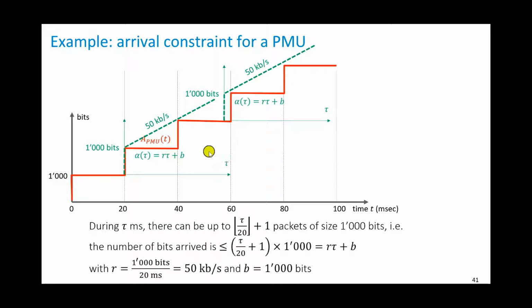So what we've seen here is that if a PMU sends one packet every 20 milliseconds, for example here, that means exactly that over any sliding window, I've put here, for example, two sliding windows, one that starts at time 20 milliseconds. If I plot a floating axis over tau milliseconds, I see that I will never have more than the green line here. The same thing if I put this here, anywhere.